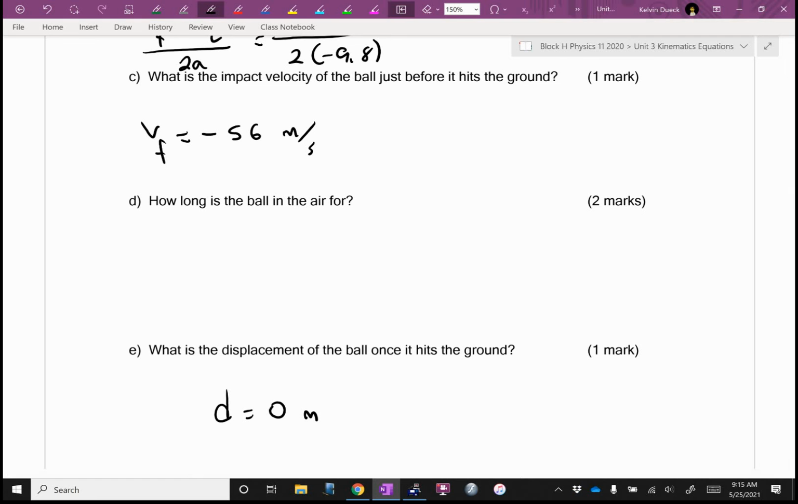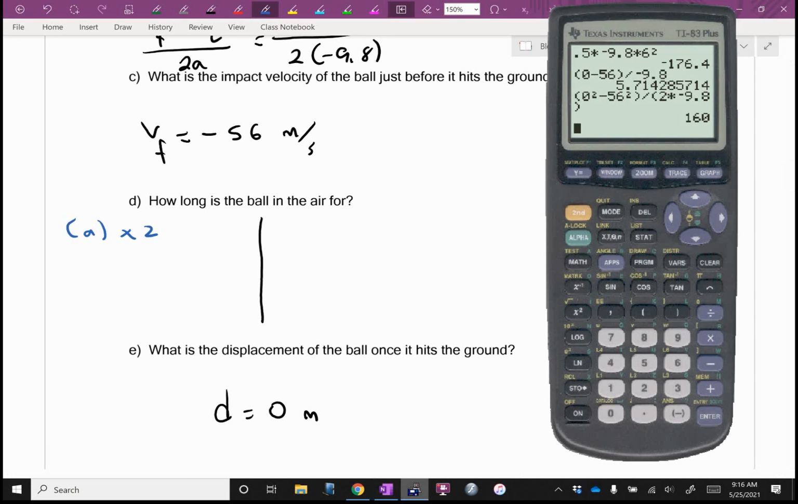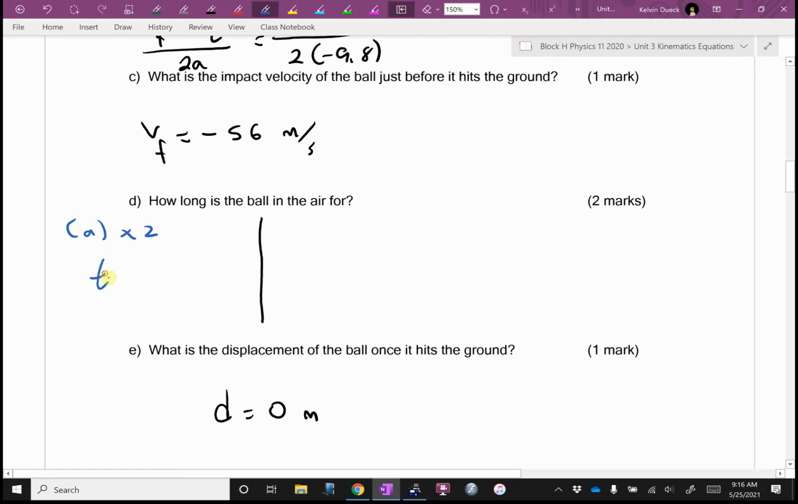How long is the ball in the air for? One way to do part D is to take your answer from A and then double it. That works. So you could go, what was it, 5.71 times 2? And if I had done A already, I would probably do that. So one option is 11.42 seconds. If you did that, I would give you 1 mark for that and 1 mark for that.